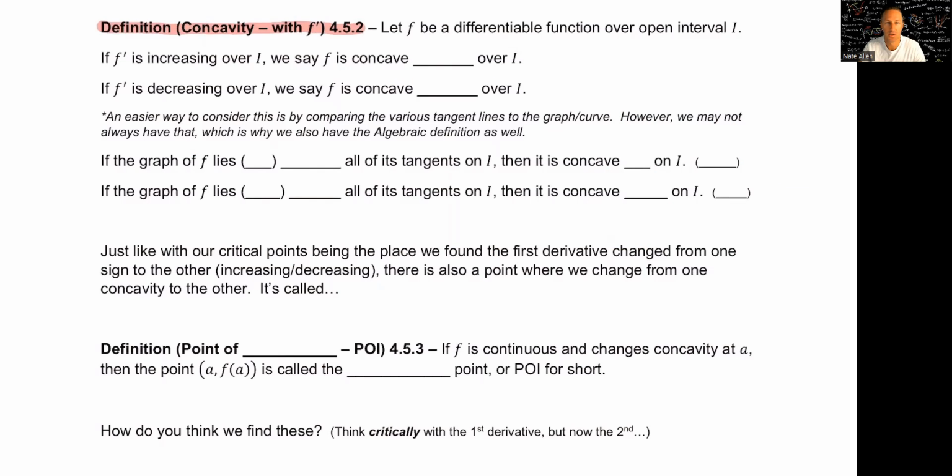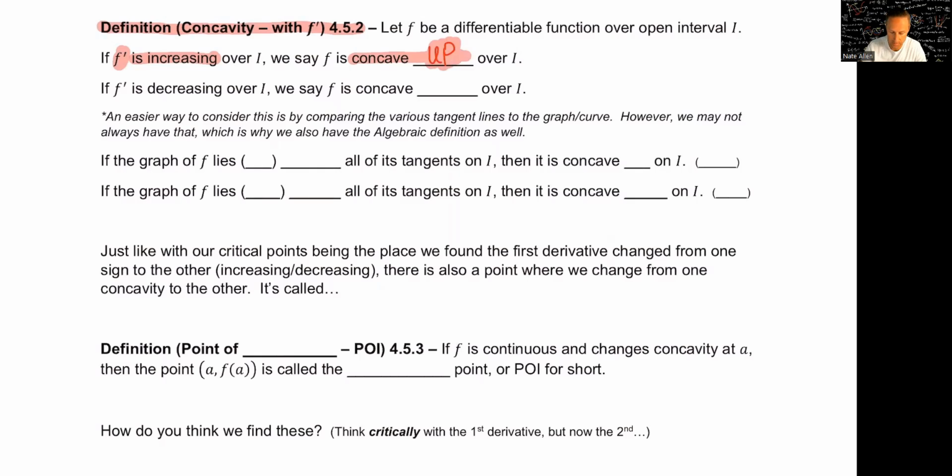So this next definition here, concavity, we're calling it again 4.52. We need a differentiable function if we're going to be finding concavity, which is going to be the second derivative, right? We're going to take the first derivative and start there, and we are going to say that if it is increasing over some interval, our derivative that is, then we say that it is concave up. So again, if our first derivative is increasing over some interval, we are going to say it is concave up over that interval.